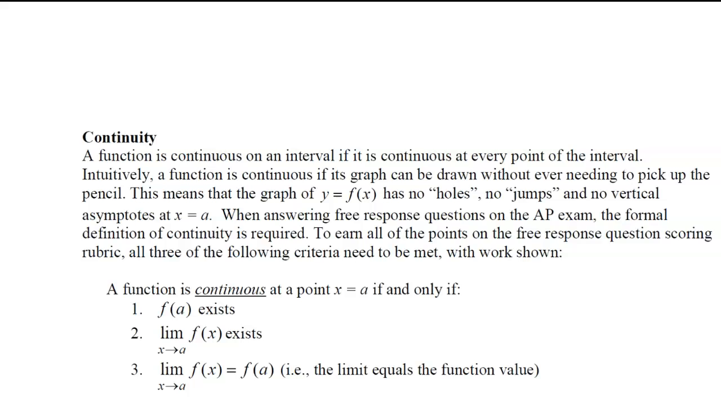Okay, so continuity is on an interval, if we need it to be. If it is continuous at every point of the interval, then it is continuous. Intuitively, a function is continuous if its graph can be drawn without ever needing to pick up your pencil. So continuity does not imply differentiability. However, differentiability does imply continuity. So if a graph is differentiable at every point, or you're told it's twice differentiable, then it is continuous on both the original and its derivative. Twice differentiability makes it continuous on f and f prime.